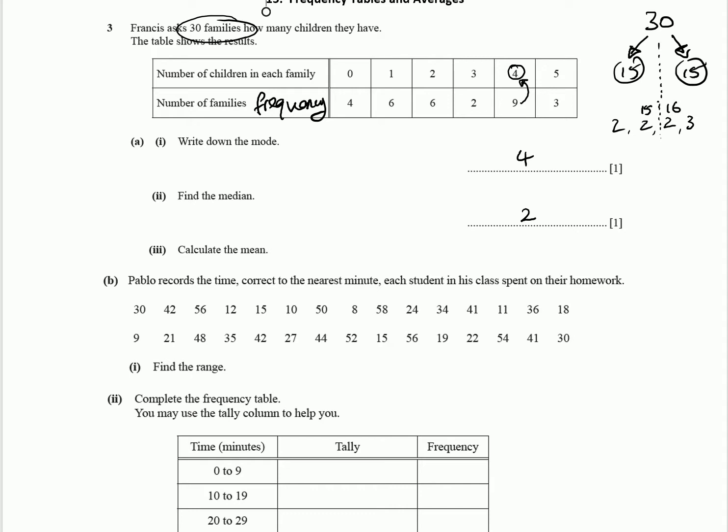Now to calculate the mean, we're going to use the MAD method. Multiply, add, divide. So I'm going to multiply my x's and my frequencies, add all those results together, and then I'm going to divide by my total frequency. And my total frequency is 30. That's the number of families we're asking.